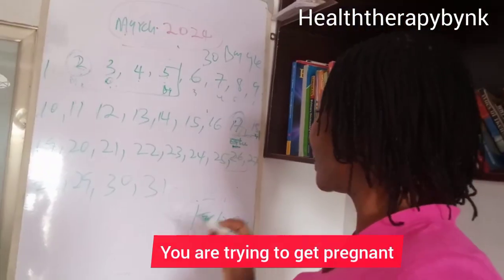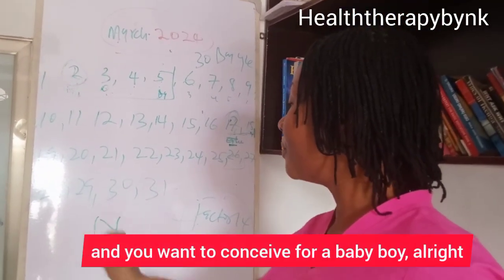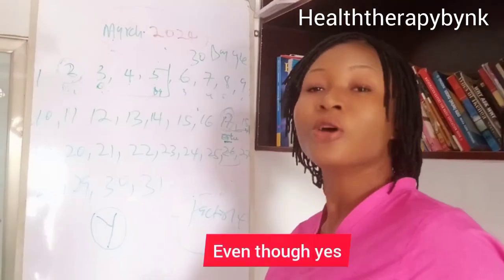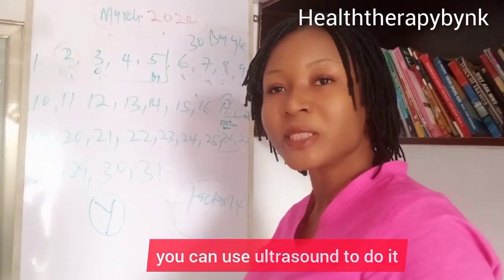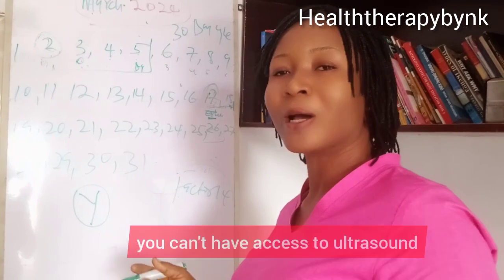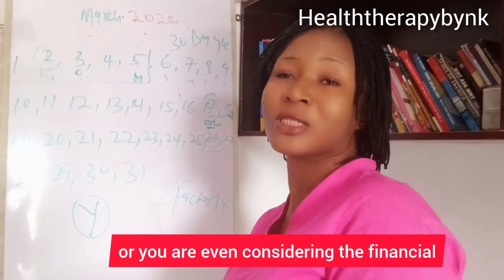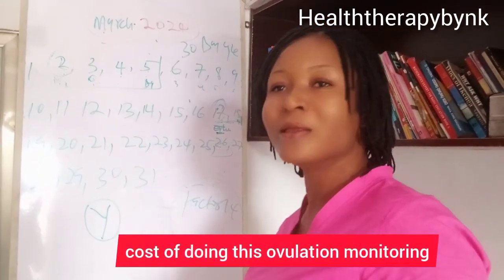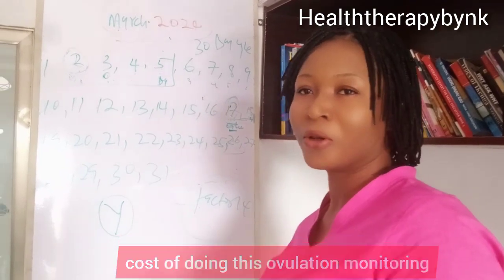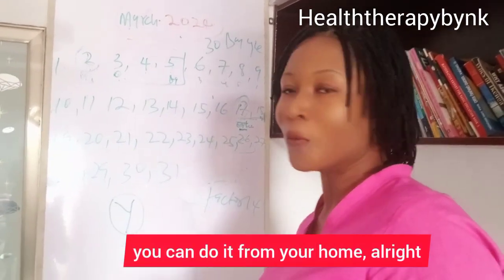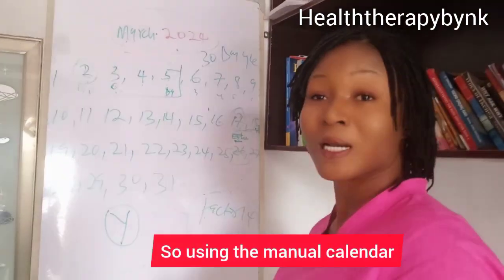All right, so assuming you are trying to get pregnant and you want to conceive a baby boy, even though you can use ultrasound to do it, assuming you can't have access to ultrasound, or you're considering the financial cost of this ovulation monitoring, you can do it from your home, using the manual calendar.